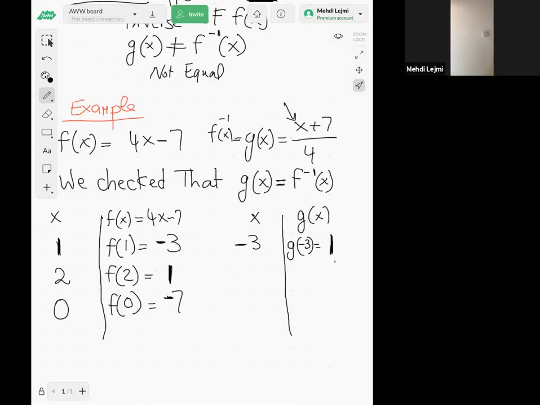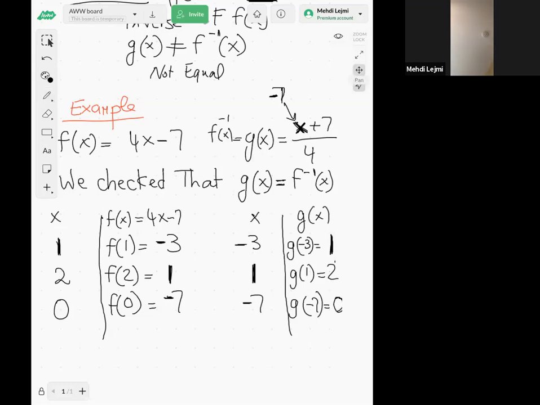Or let's say your x is 1, then what would be g of 1? If x is 1, then 1 plus 7 is 8, and 8 over 4 is 2. So g of 1 is 2. And if your x is negative 7, then g of negative 7 is negative 7 plus 7, that will be 0, and 0 over any non-zero number is 0. So g of negative 7 would be 0.